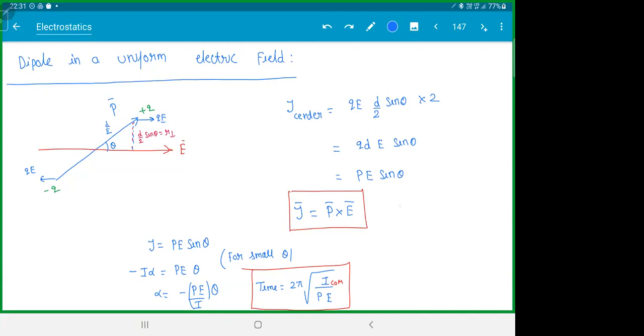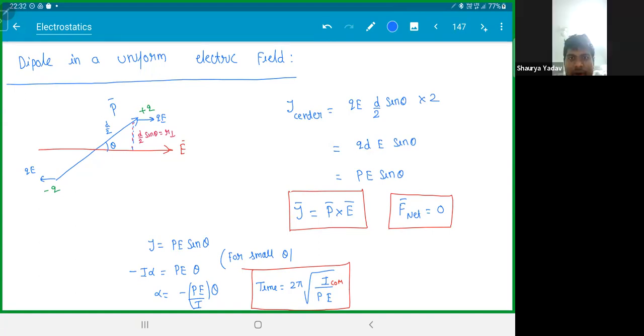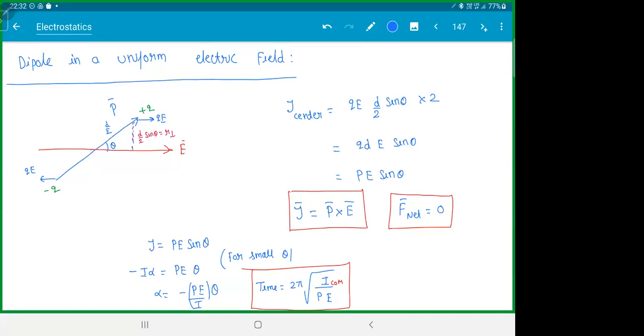So torque is P cross E, and F net is 0 because it's a couple. So in a uniform electric field, the net force is 0. All clear with this? Do have a look at this. But net torque is not 0. Net torque depends on the angle.